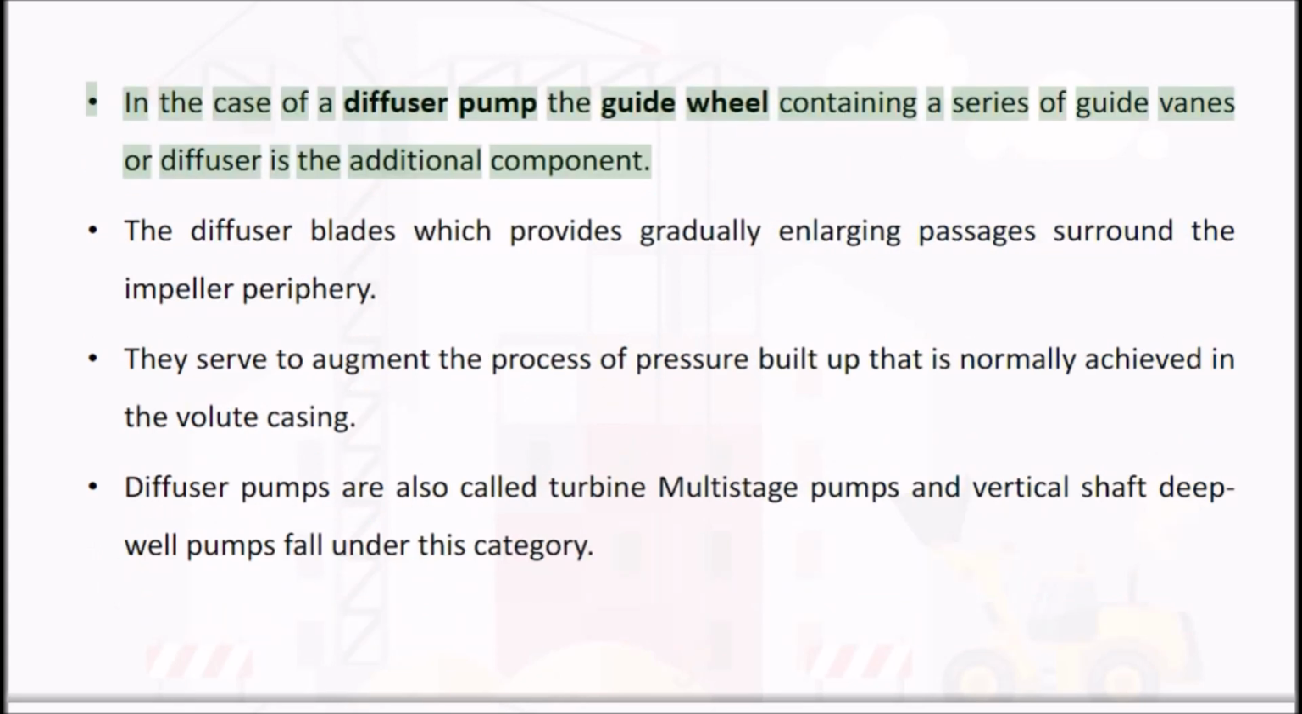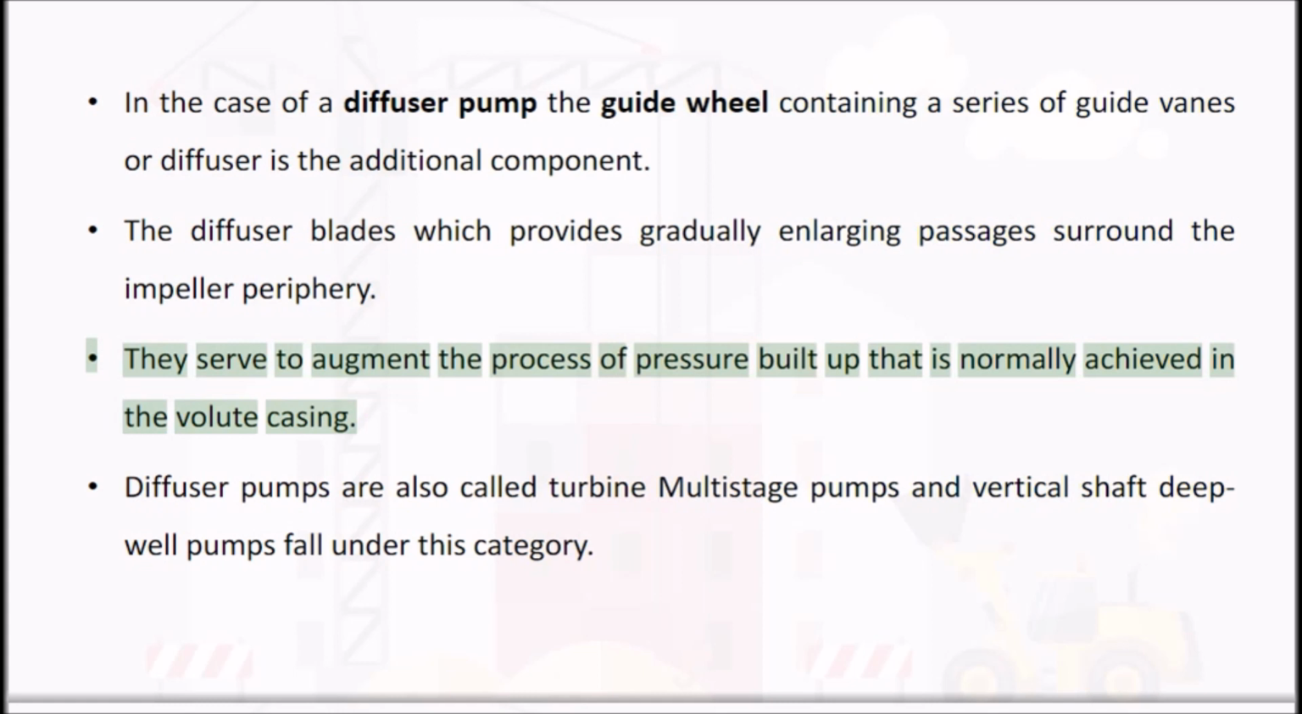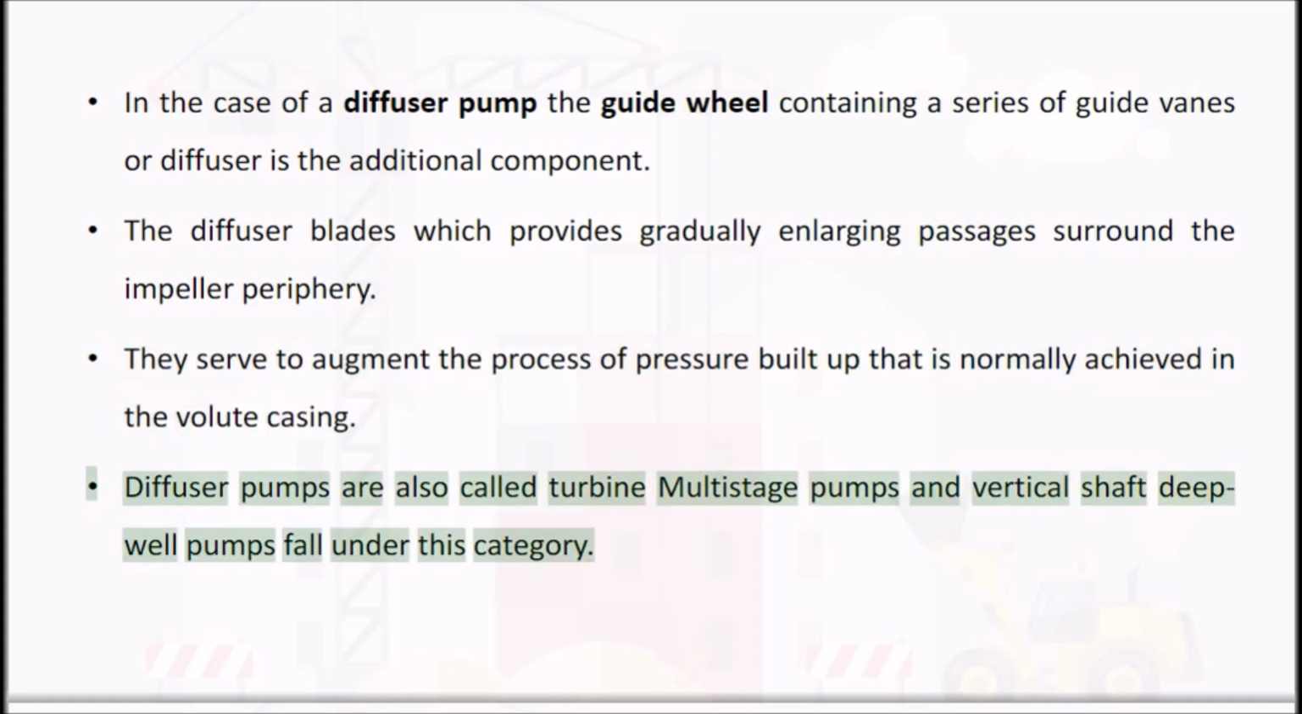In the case of a diffuser pump, the guide wheel containing a series of guide vanes or diffuser is the additional component. The diffuser blades, which provide gradually enlarging passages, surround the impeller periphery. They serve to augment the process of pressure build-up that is normally achieved in the volute casing. Diffuser pumps are also called turbine multistage pumps, and vertical shaft deep well pumps fall under this category.